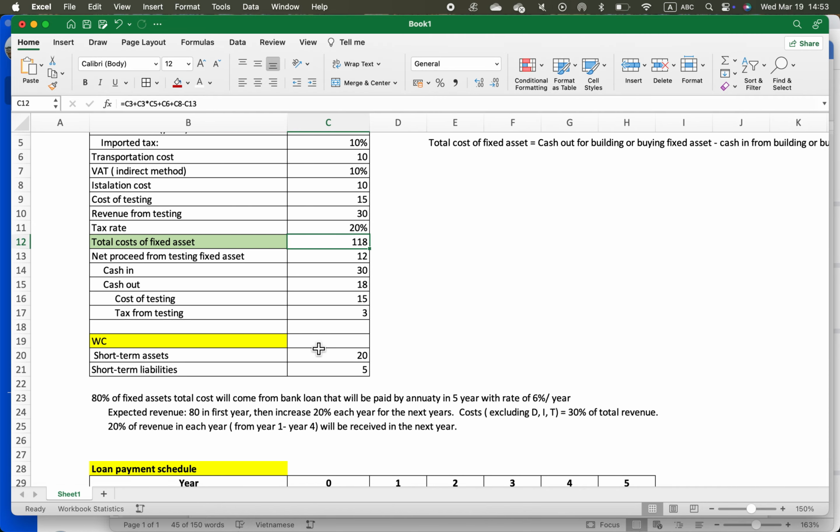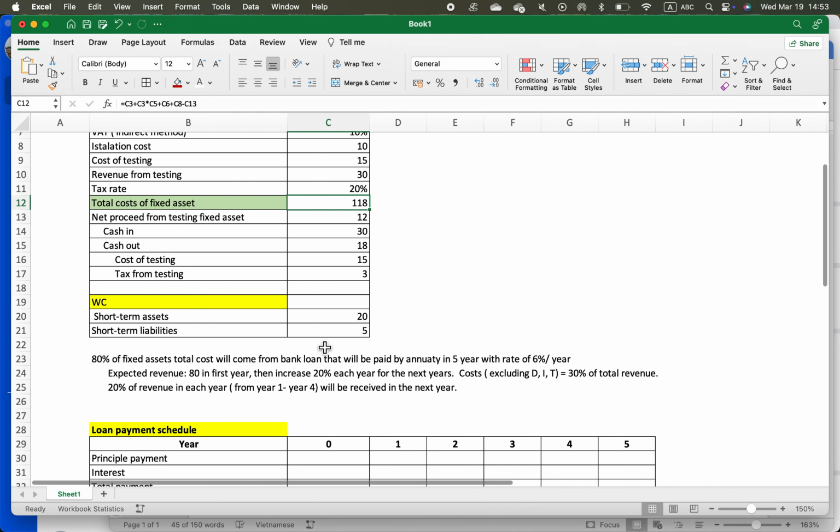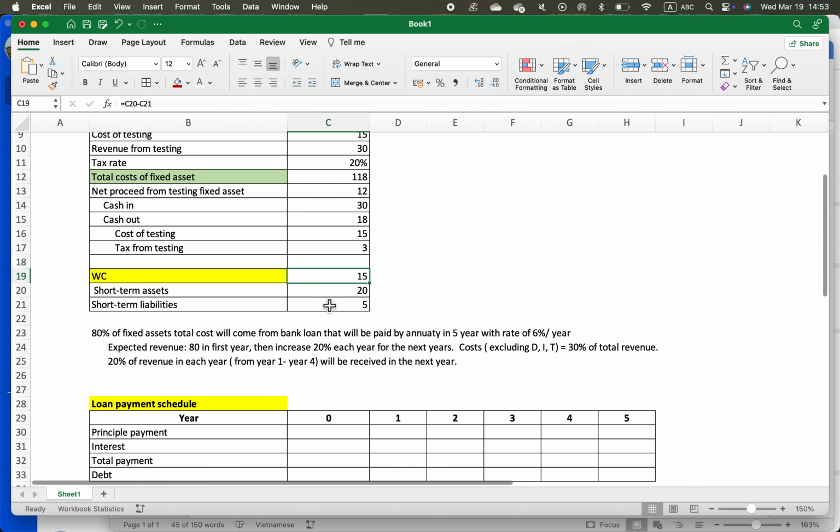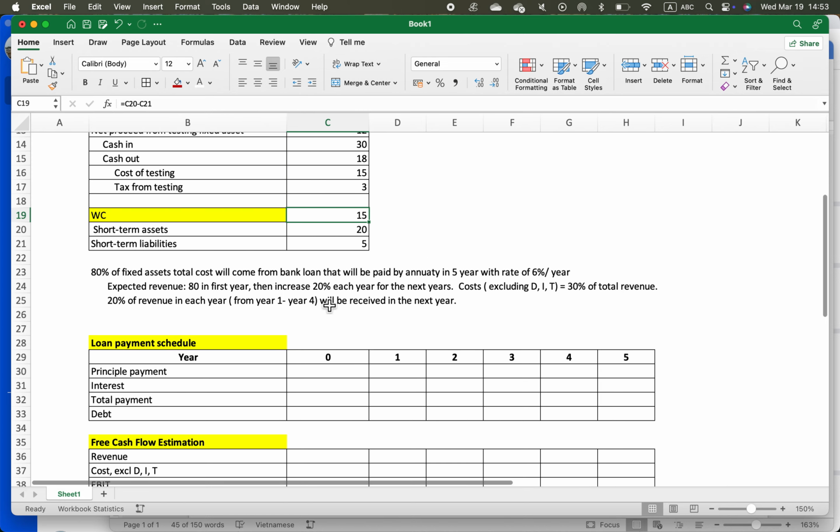Regarding working capital invested in the project, it could be short-term asset minus what? Short-term liability. Okay, cool.